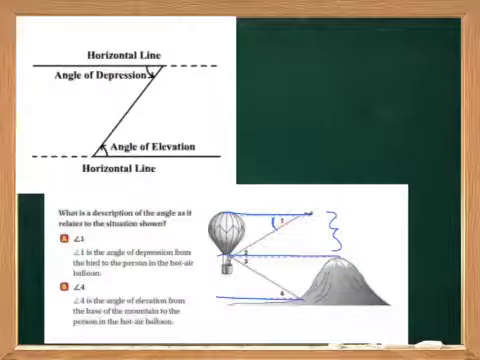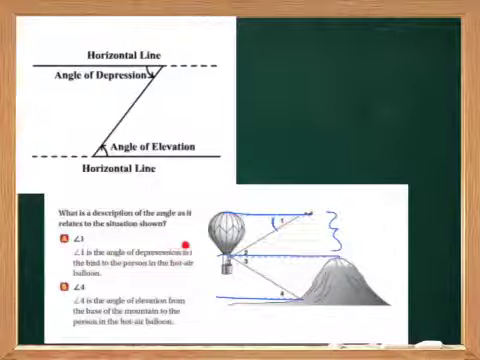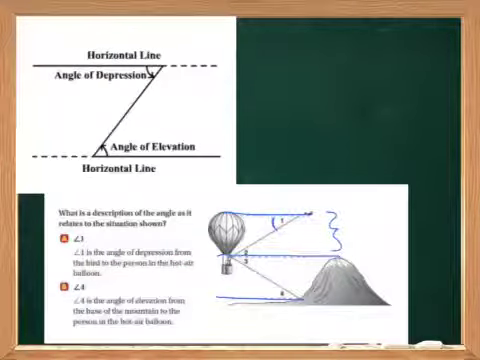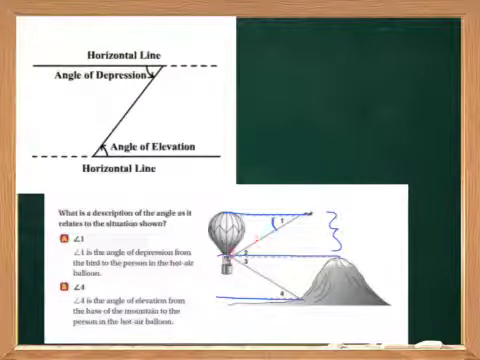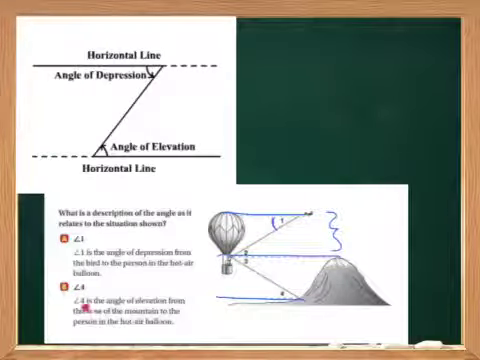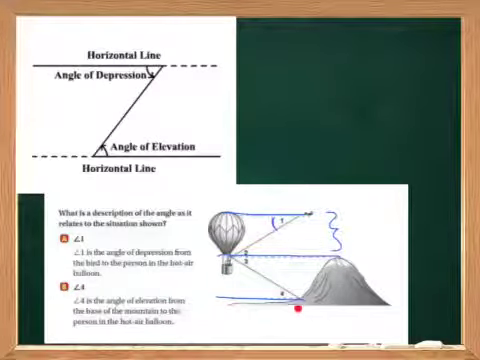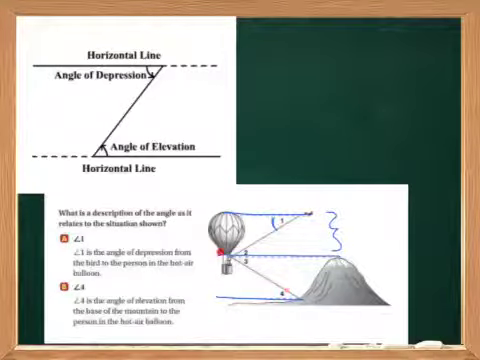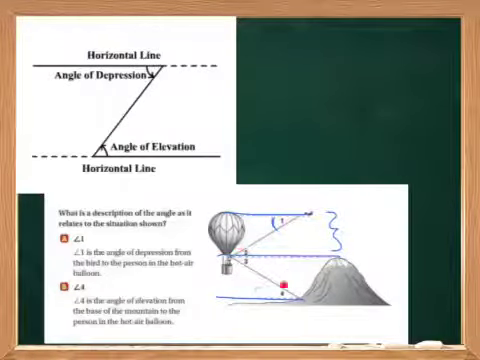So angle 1 is the angle of depression from the bird to the person in the hot air balloon, whereas angle 4 is the angle of elevation from the base of the mountain to the person in the hot air balloon. So there's two situations here. There's two angles of depression and two angles of elevation.